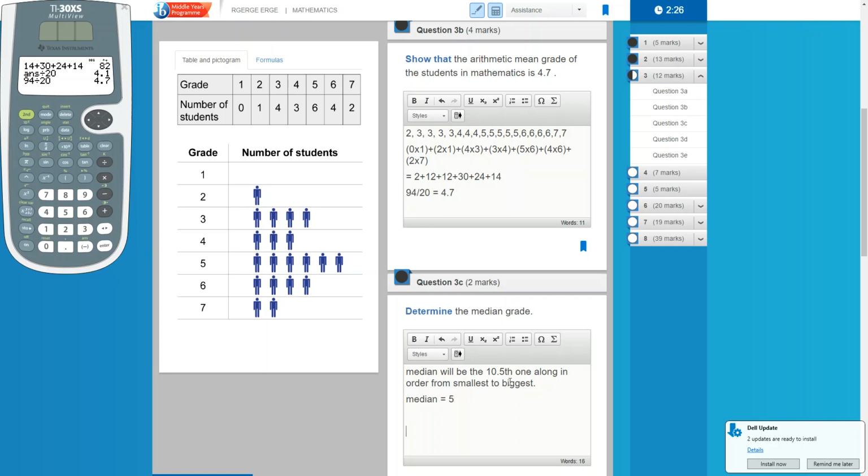In case you're wondering why it's the 10.5th one, let's say I had 4 numbers. What is the median of these 4 numbers? Well, it's going to happen in between the second and third one, so it's going to be the 2.5th number. That's because there's an even number. Let's put another number in: 1, 2, 3, 4, 5 numbers. The median is going to be the third number.